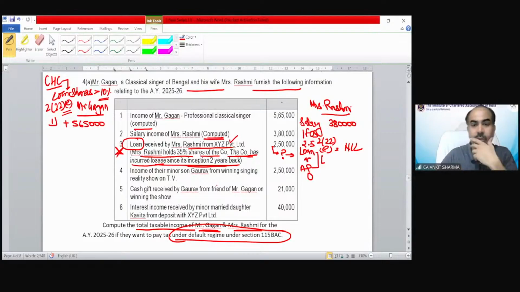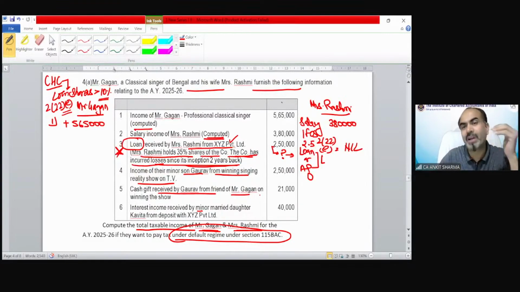Okay. Sure. Income of their minor son Gaurav from winning a singing reality show on TV. Now let me see whether any other income of their parents has been given. Cash received by Gaurav from a friend of Mr. Gagan on winning the show. Interest income received by the minor. So there is no other income of the parents, Gagan or Rashmi. Now the income of the minor is going to be clubbed in the hands of the parent whose total income is higher before including the minor's income. So you can see Gagan's income is 5,65,000 and Rashmi's income is 3,80,000.